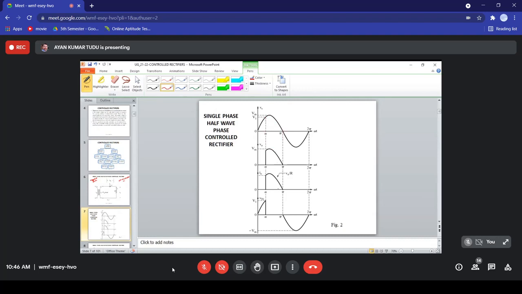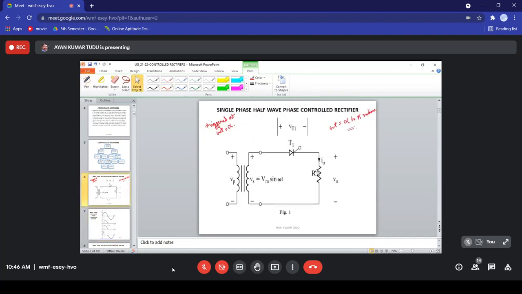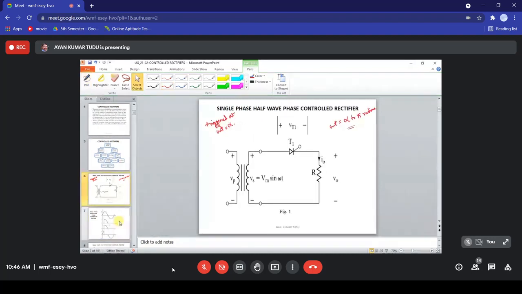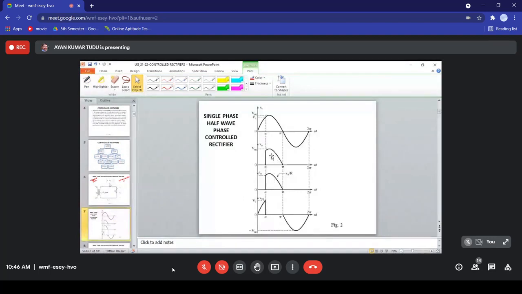The output current will obviously be in phase with the output voltage. Why? Because, if you have seen properly, this is a resistive load. So the output voltage and the output load current will be in phase, and the output load current waveform will be similar to the output load voltage during the conduction time from omega t equal to alpha to pi.